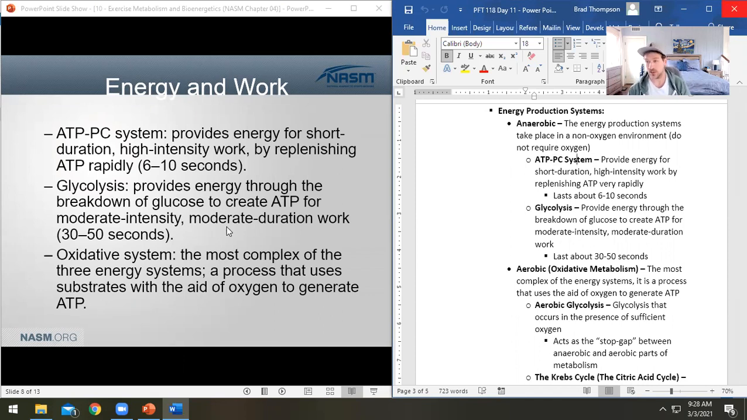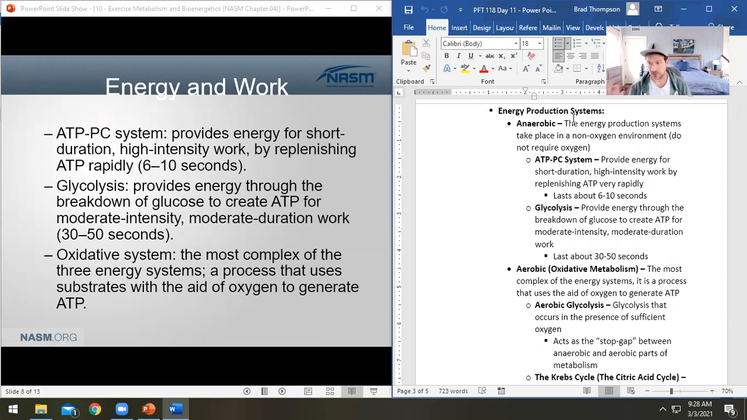So then you're going to move into glycolysis. Glycolysis is going to provide energy through the breakdown of glucose to create ATP, and this is your moderate duration work, right? So what we're talking about here is anaerobic glycolysis, right? Because until now, all of this has been happening outside of the mitochondria of your cells. But obviously it's taking place inside your cells. It's just not happening in the mitochondria.